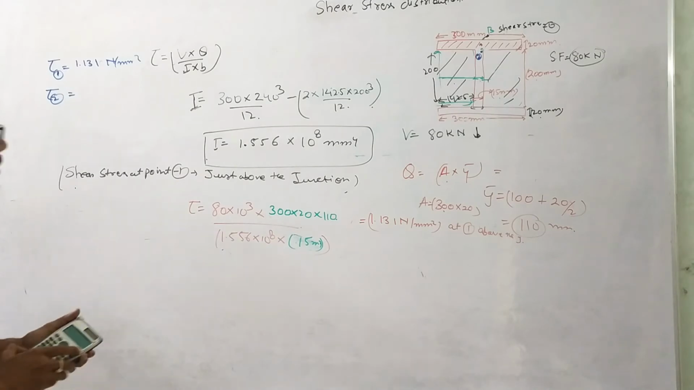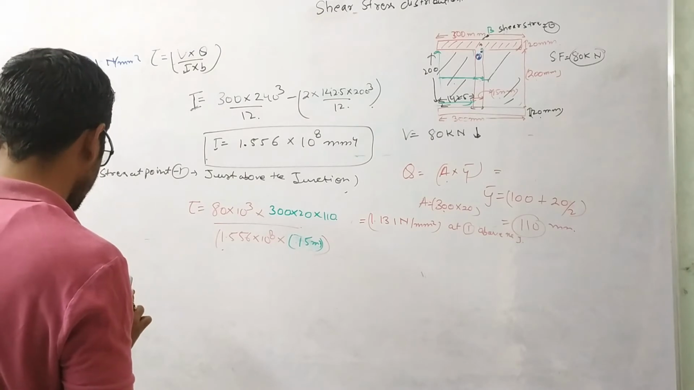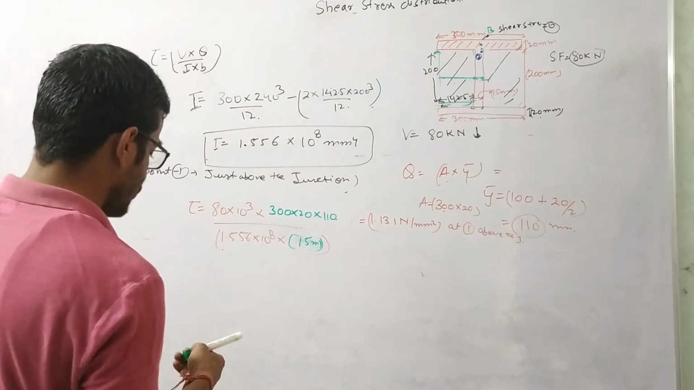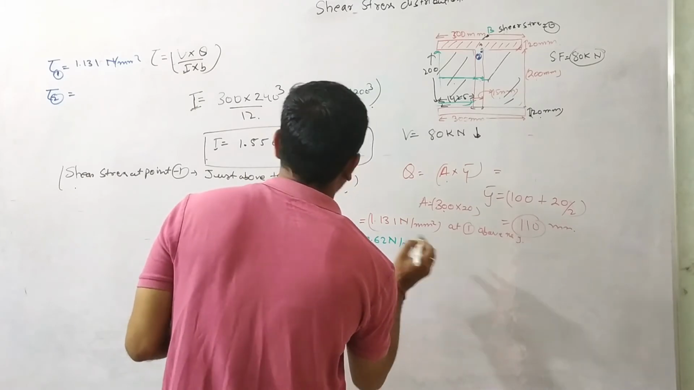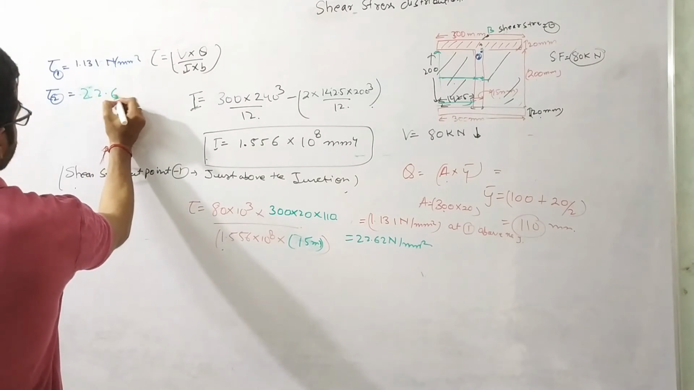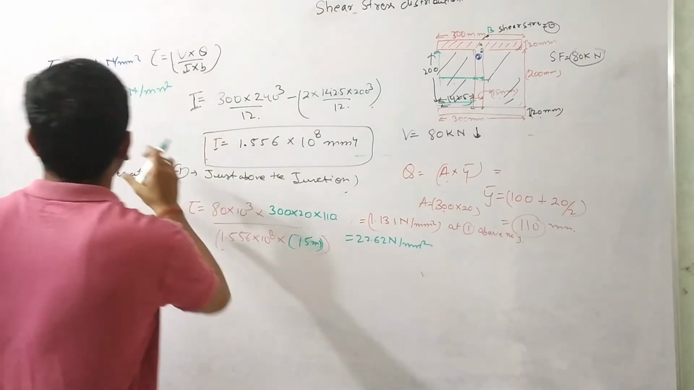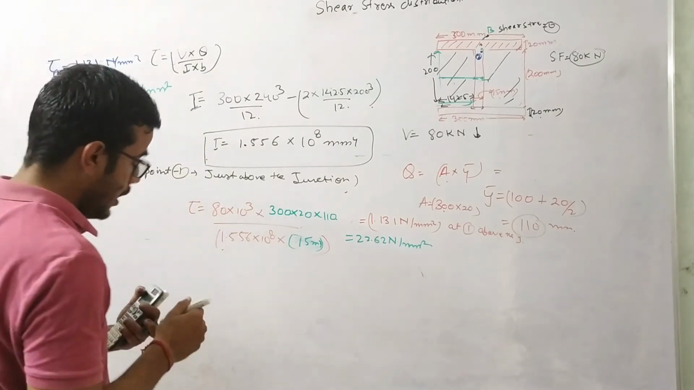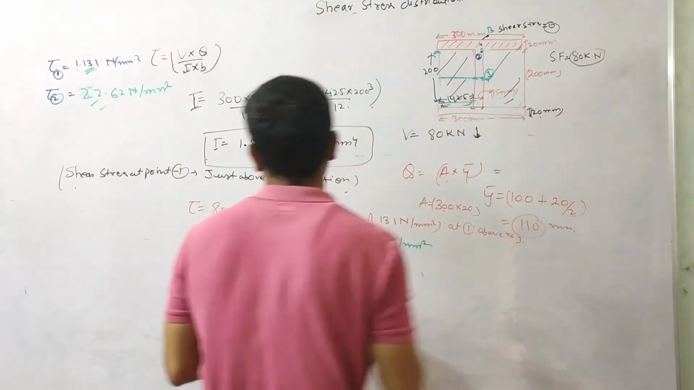The area of cross section suddenly changes. So what will be the value? 1.131 into 300 by 15. The value comes out to be 22.62 Newton per mm square. So tau 2 will be 22.62 Newton per mm square. Now you can see the effect of width. Just by changing the width, the shear stress is jumping from this value to this value. Now again I need to calculate tau at the neutral axis level, because my tau will be max at this point only.